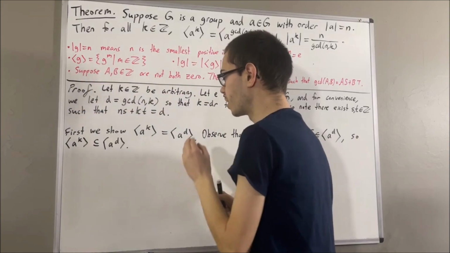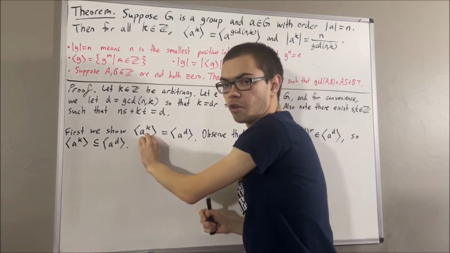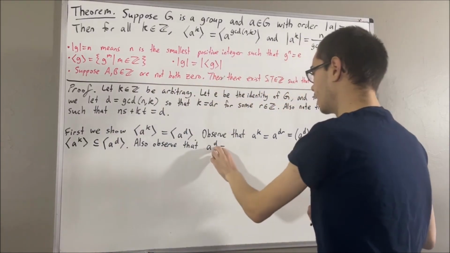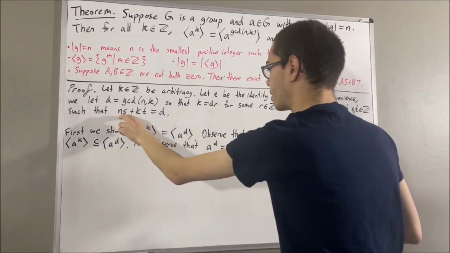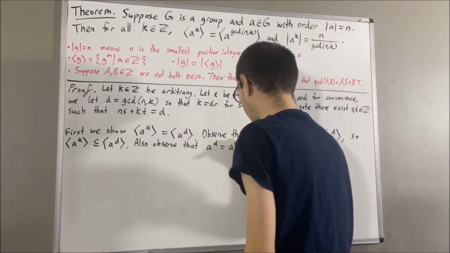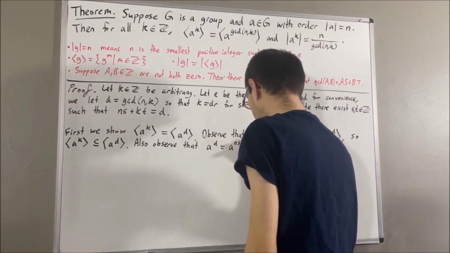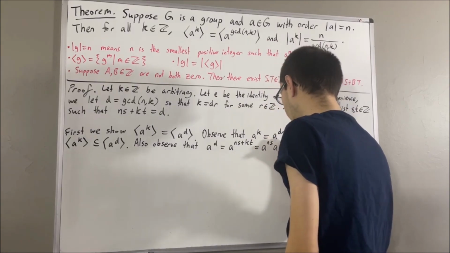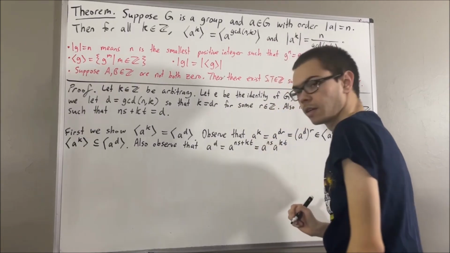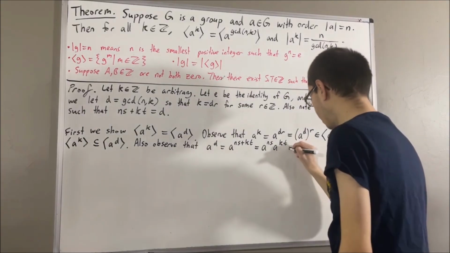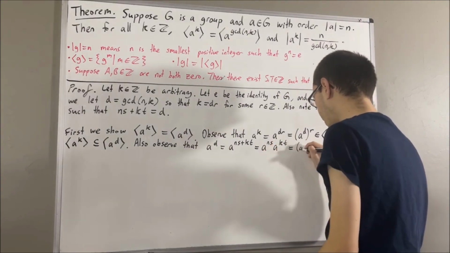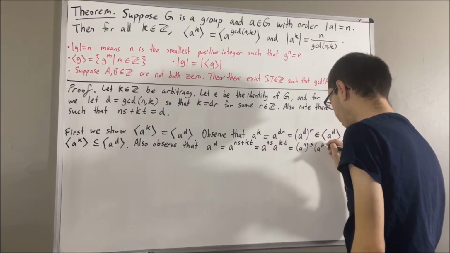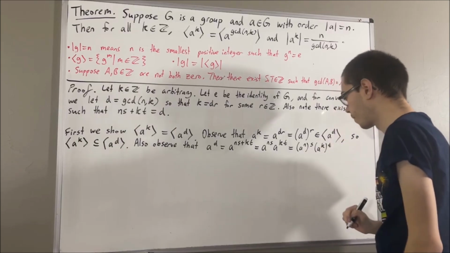So now, let's show that a^d belongs to the group generated by a^k. Now, we know that d is equal to ns plus kt. So this is a^(ns+kt). But then by properties of exponents, we can rewrite this as a^(ns) times a^(kt). By properties of exponents again, a^(ns) is just (a^n)^s. And a^(kt) is just (a^k)^t.